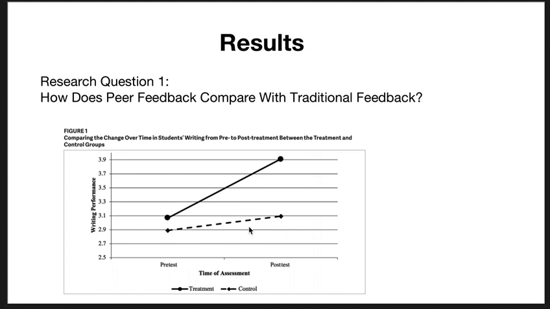We can see from the figure, obviously, that the students learning with peer feedback methods have much better writing performance than the students learning with traditional feedback.